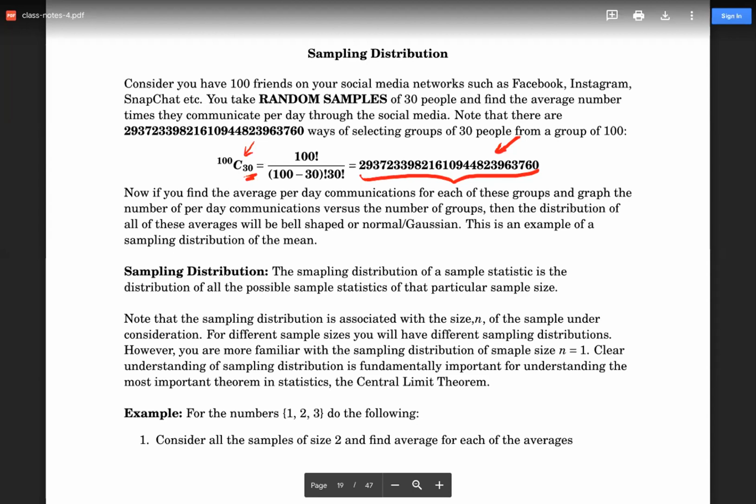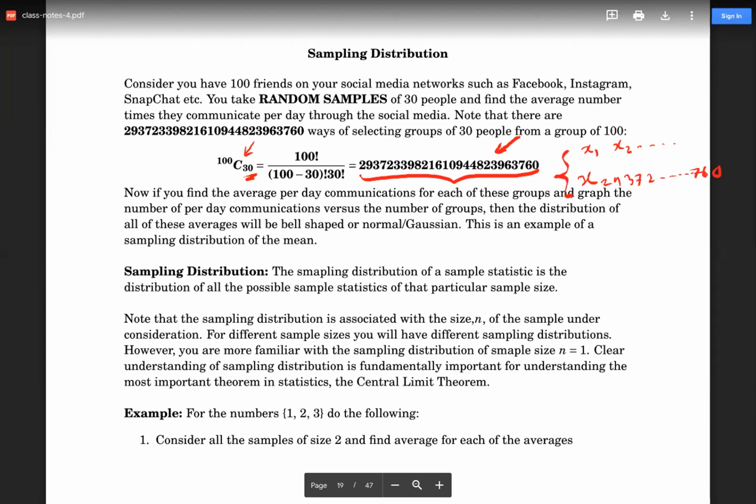Like I got X1, X2, okay? And then that, in my case, is gonna be X29372760. Do you see that? That's going to be the last one. So if you take all of these things and graph them, that is the distribution, what we call sampling distribution.